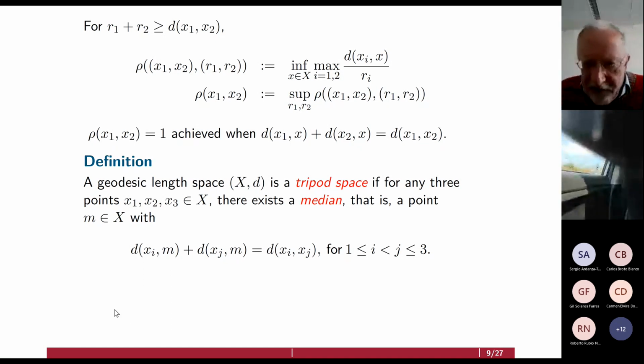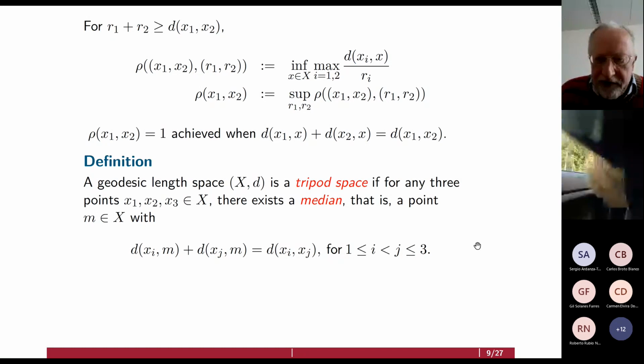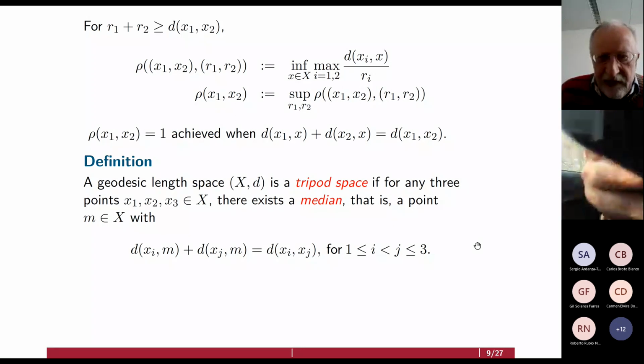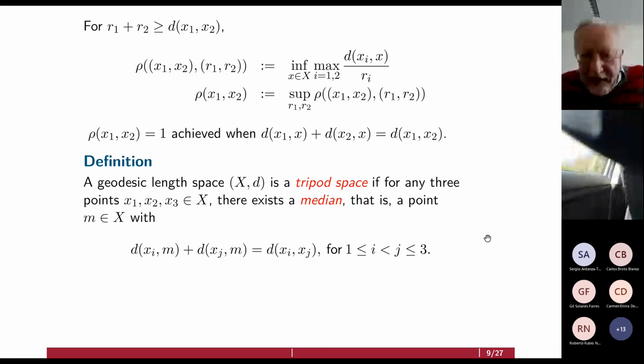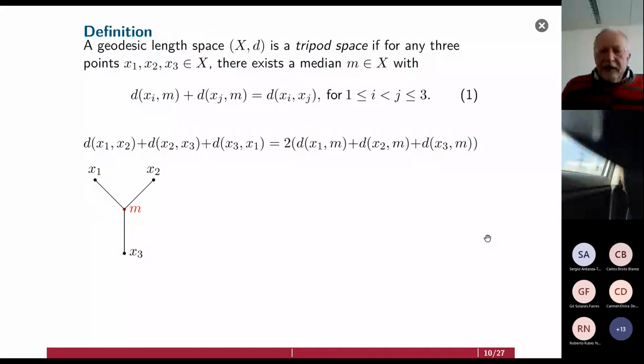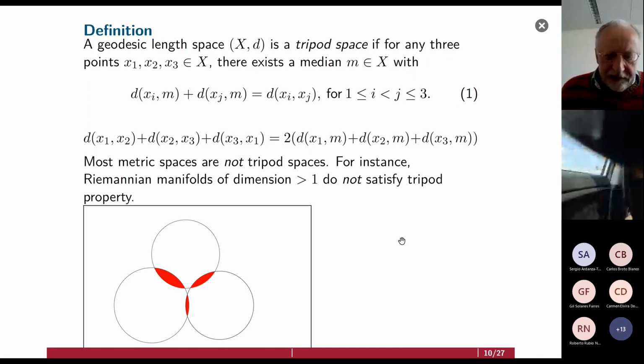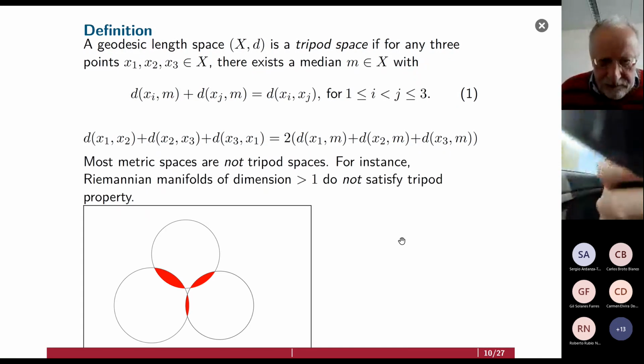Such a space is now called a tripod space if for any 3 points we find a median point, that is a point that realizes this relation that we have just been looking at for any pair taken out of the 3 points. So the distance between xi and m plus the distance between xj and m, i and j different, is equal to the distance between xi and xj for all different indices between 1 and 3. And here you see a picture. Of course, this looks like a tree-like structure, and that is what you should think about.